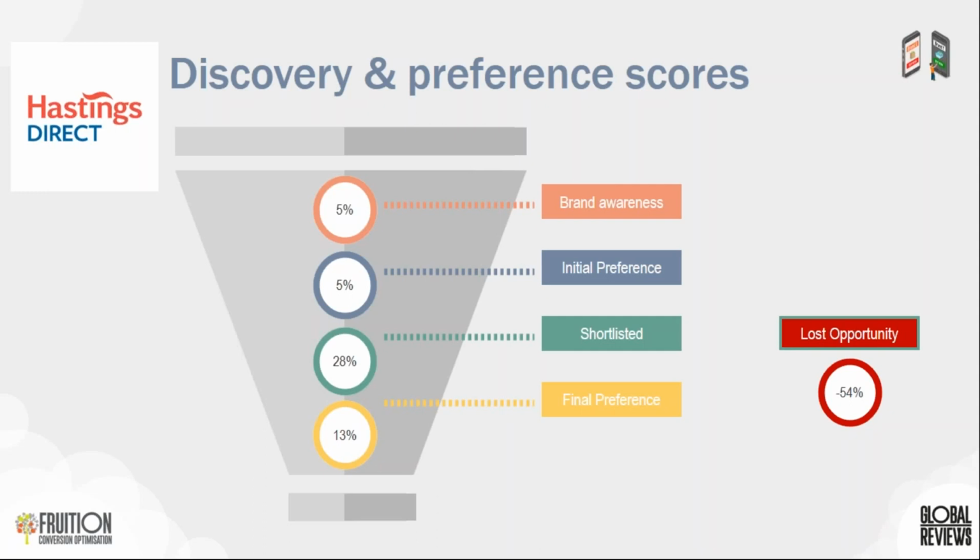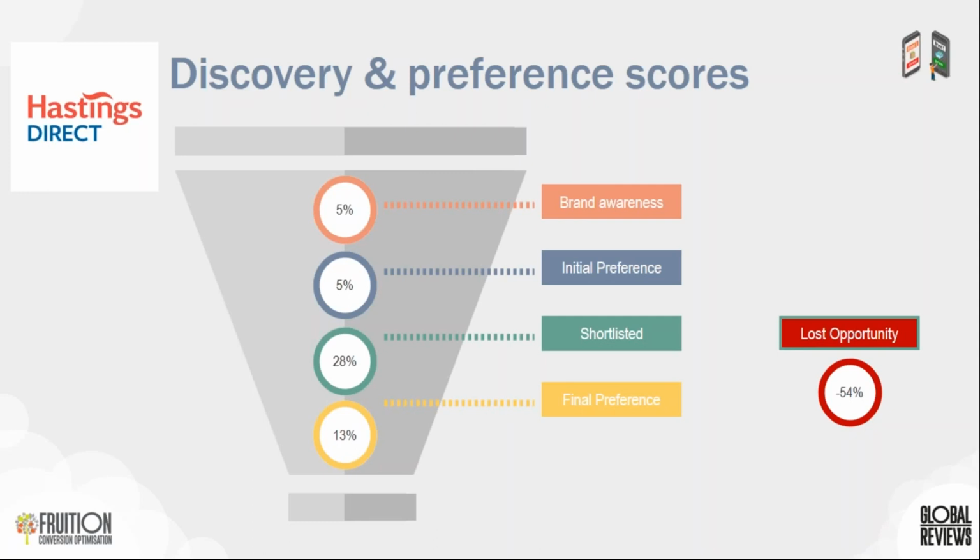From shortlist through to final preference, it's really from this repertoire or bucket of options available to me, as in different brands, who am I choosing as my one exclusive final preference option? And we can see that Hastings Direct is coming out at 13%. So basically the key message here is that from an initial unprompted brand awareness score of 5%, Hastings are ending up with 13% of the marketplace, which is a very significant achievement.